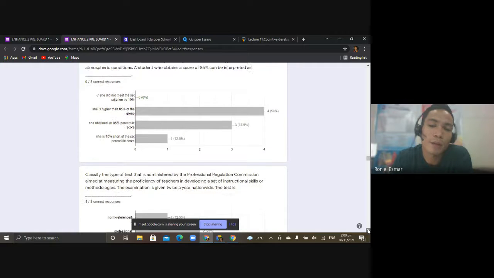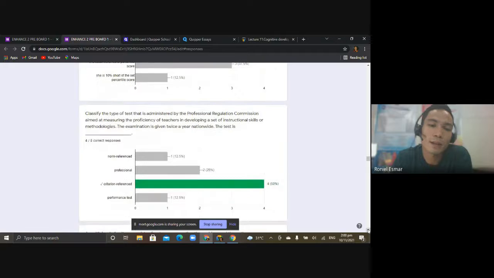Next, classify the type of test that is administered by the Professional Regulation Commission aimed at measuring the proficiency of teachers in developing a set of instructional skills or methodologies. The examination is given twice a year nationwide. Now, this pertains to the licensure examination for teachers. Unsa siyang reference test ang LET?